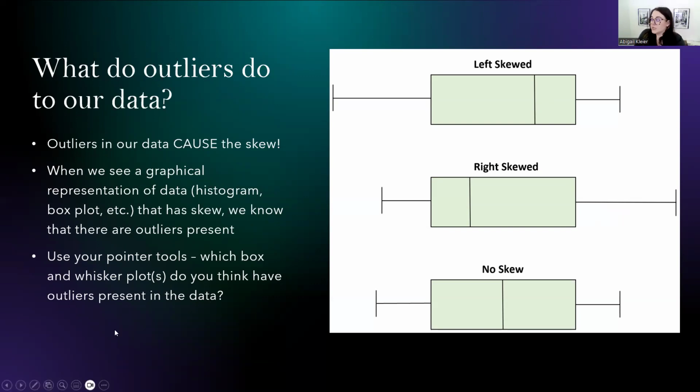So we can see examples of skew in many different types of graphical representations. We already saw it in histograms. This is an example of it in a box plot. But as you can see, whenever there's a lack of balance, that indicates skew.